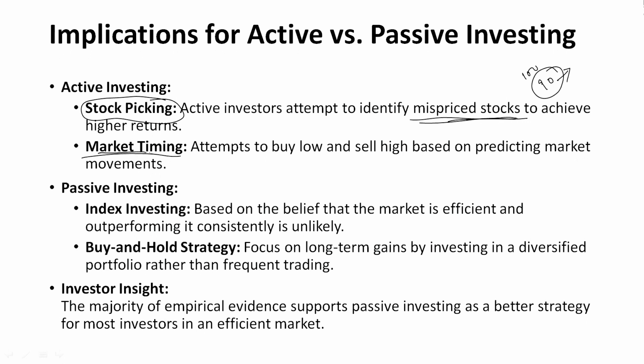And next is market timing. So market timing: whenever the economy is going in a lower condition, you can buy at a low price, and whenever there is a boom, you sell at a higher price. So you can, to a certain extent, predict the market, even though there is EMH which says that an efficient market behaves on its own.